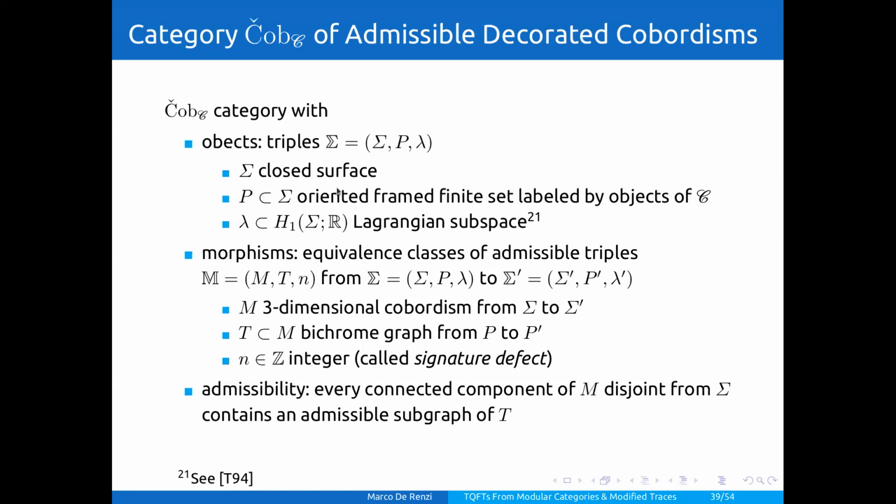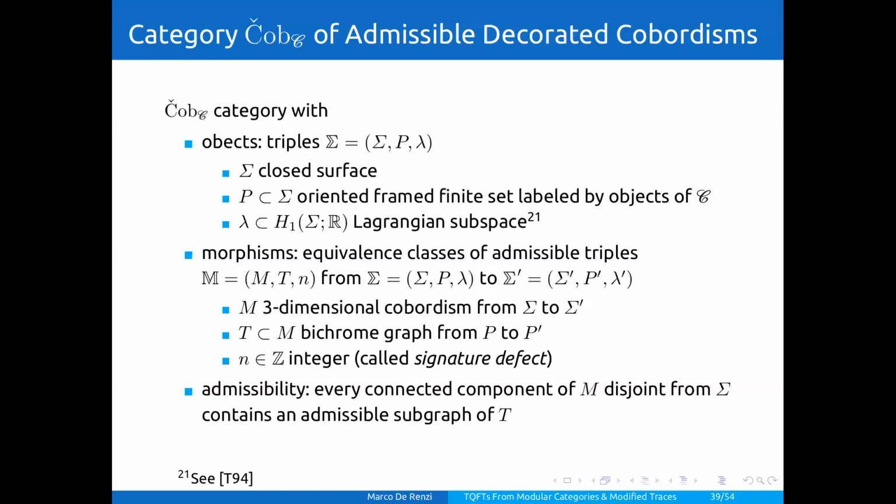And there is a third piece of structure, well, a second maybe, which is this lambda. This is a subspace of the first homology group of sigma with real coefficients. And this is a Lagrangian subspace with respect to the symplectic form on this vector space given by the transverse intersection pairing. And this part of the decoration is rather technical, and as a first approximation, you can forget about Lagrangian subspaces. In fact, if you forget about Lagrangian subspaces, you can still define a functor. You won't be able to define it with target vector spaces.